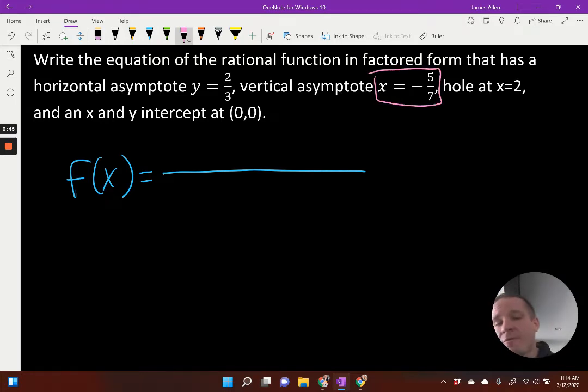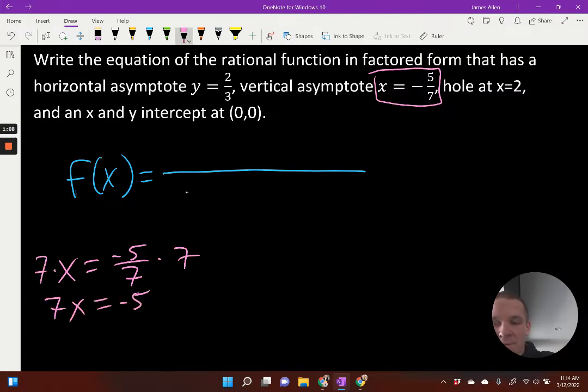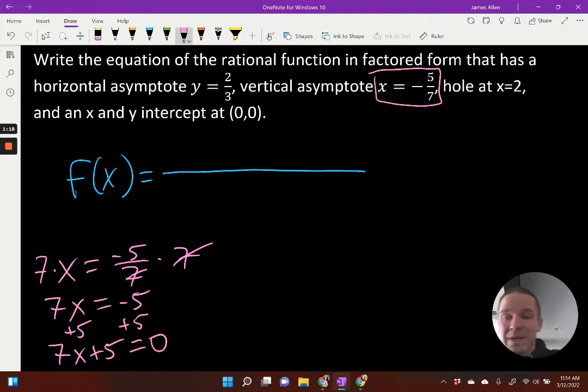If a vertical asymptote is going to be at -5/7, I need to create a factor that would give me that answer when set equal to 0. There's a couple ways of doing this. You can just think about it and figure out what it's going to be, or you can set it up as x equals -5/7. I'm going to multiply by 7, basically working this backwards as far as the algebra is concerned. That cancels, and now I'd add 5 and get this set equal to 0. So now I have 7x plus 5 equals 0.